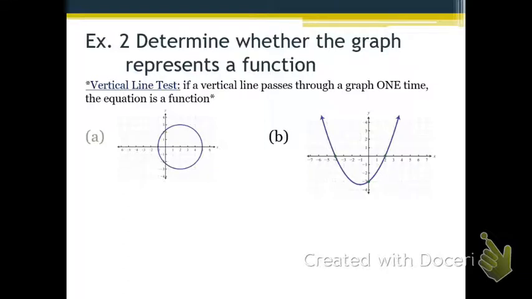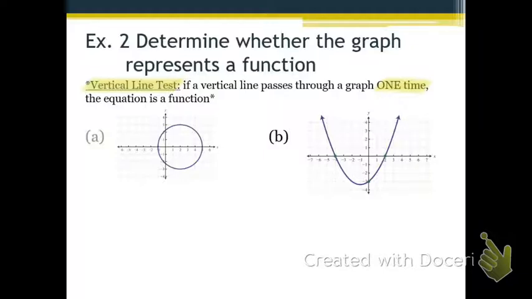So we have something called a vertical line test. Now let's talk about vertical because this is important. Does a vertical line go up and down or right to left? Up and down. So we are going to perform a vertical line test on our graph. It says if a vertical line passes through a graph one time, and if you'd like to add the word exactly one time or only one time, that wouldn't be a bad idea. Okay, but if the vertical line passes through the graph one time, the equation is a function.